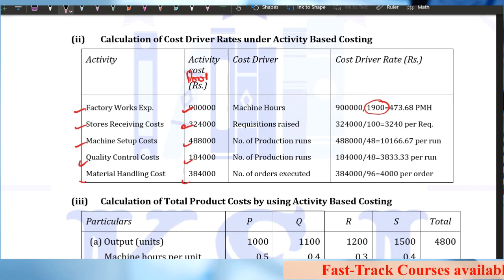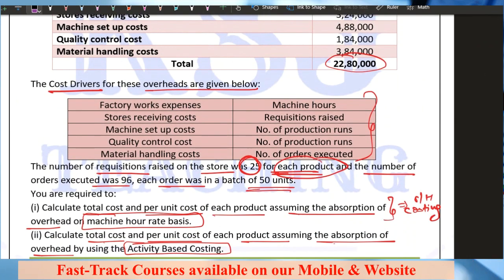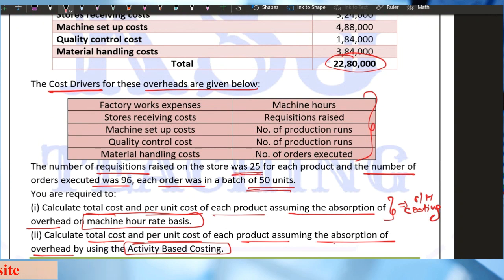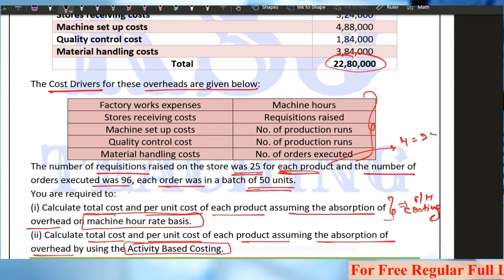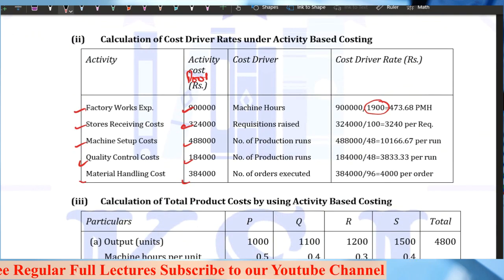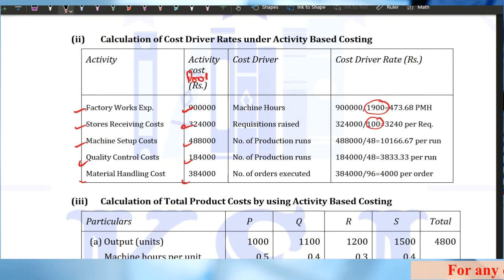Now, requisitions raised. Read the question carefully. He says for each product there were 25 requisitions. For 4 products, how many requisitions? 25 multiplied by 4, 100 requisitions in total. Any doubts? Third part is machine setup cost and quality control cost, which depend upon the number of production runs.